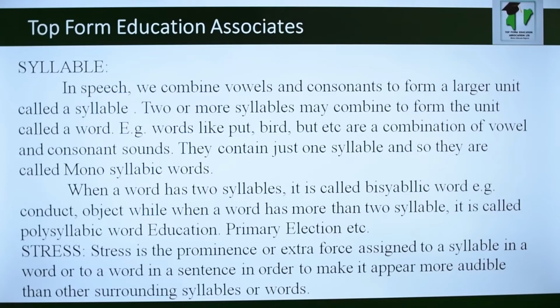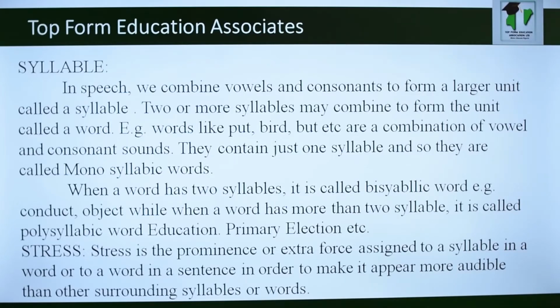For example, in the word conduct, 2 syllables: C-O-N, 1 syllable, D-U-C-T, another syllable. Then we have abject, 2 syllables: ab, 1, and ject. If you still remember the topic we learned last week, I taught you something about what? When you stress the first, you unstress the what? The second. And that is what we are looking at this morning.